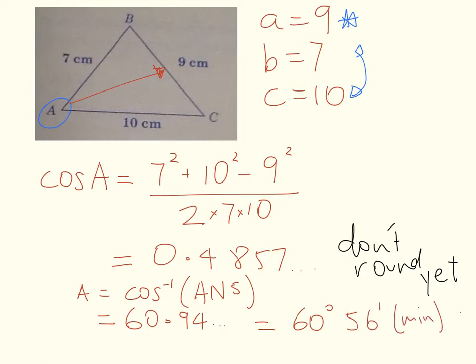Again, we don't want to round until the end. If we're finding an angle using the sine rule or the cosine rule, we're going to end up using that inverse cosine or inverse sine depending on your rule. And the most important thing for this rule is matching things up correctly, making sure that whichever angle we are finding, we've identified the side that is opposite that angle.